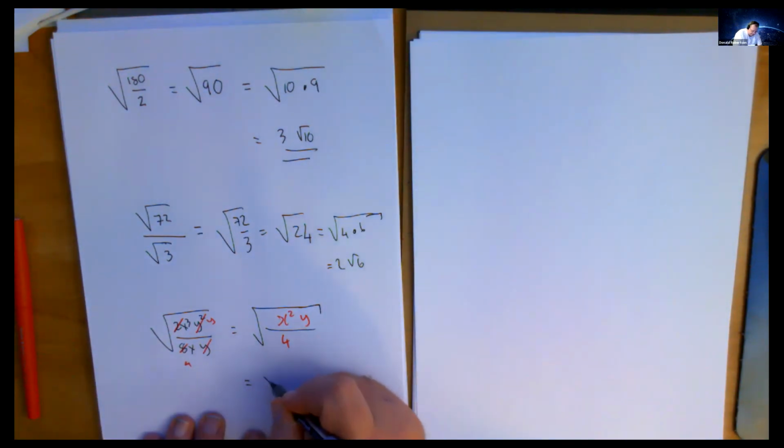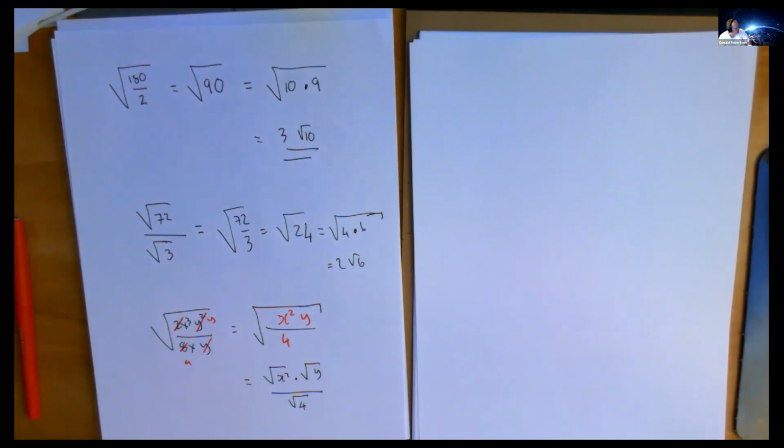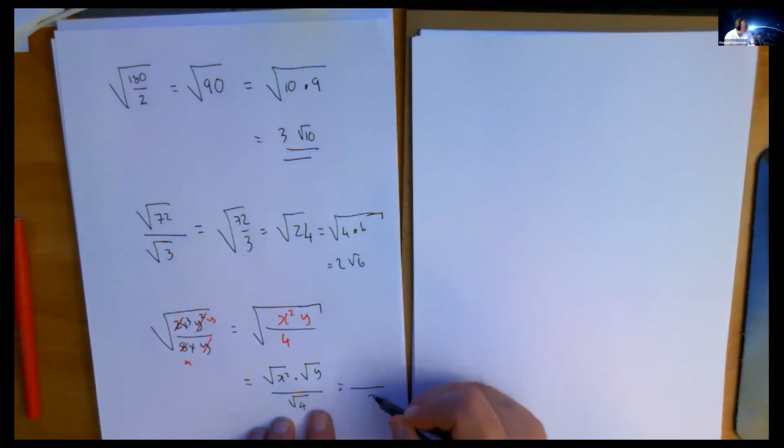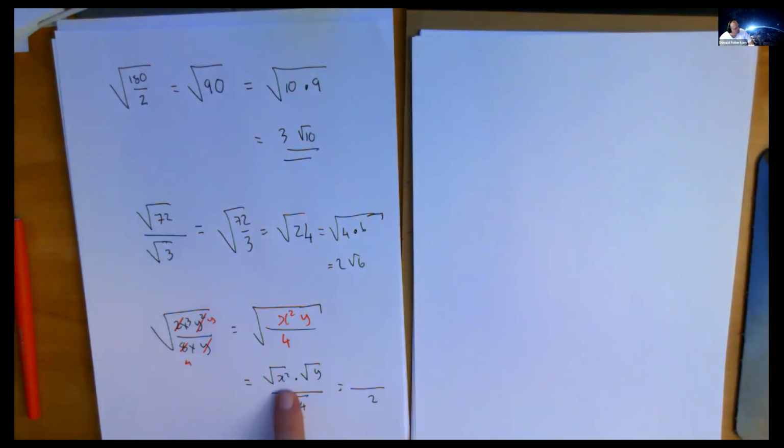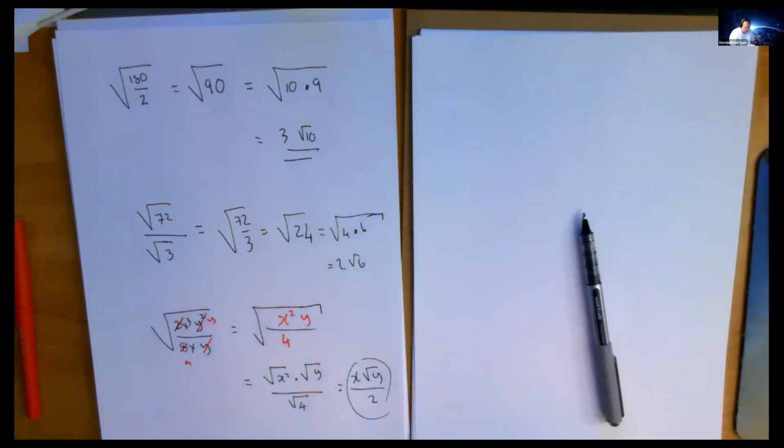I can split this into three pieces. Great. Wouldn't the bottom piece be a 2? What about the square root of x squared? X. Now, at this point, you're finished.